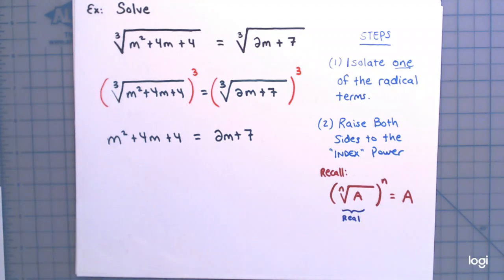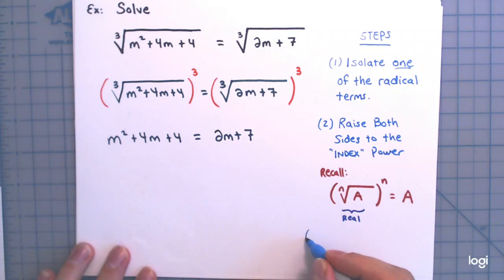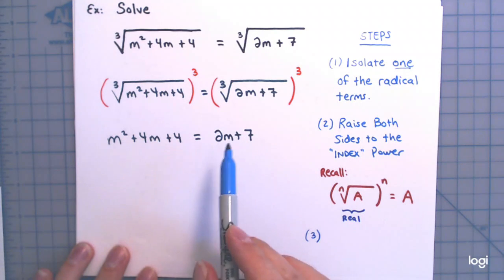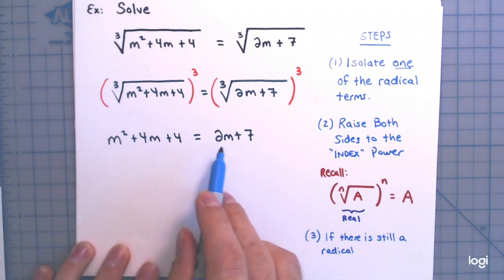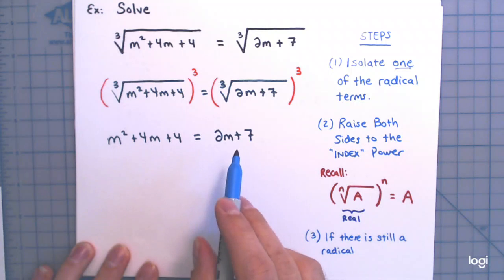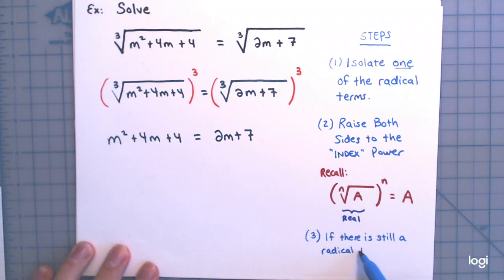But that doesn't always happen in these equations with two radicals. So for step 3, I'm not going to have to do it for this example, but you'll see the next example I will. If there is still a radical term, which there is not here, there aren't any more radicals, no more roots. But if there is, then repeat steps 1 and 2.